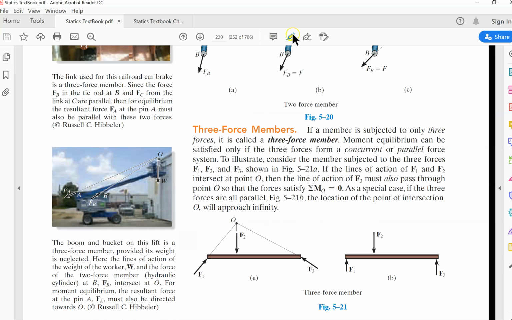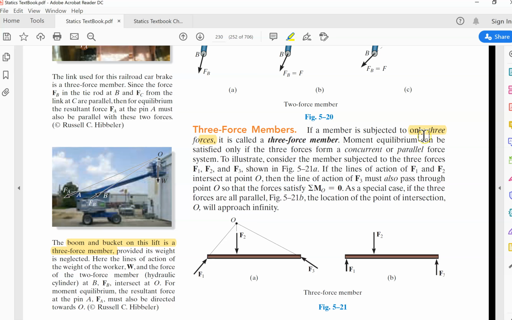I'm trying to use the highlighter, but for some reason it isn't working. Okay, only subjected to three forces, so it is called a three force member. For example, look here: the boom and the bucket lift is a three force member. Can you see? You have the boom and the bucket. So this is a three force member.